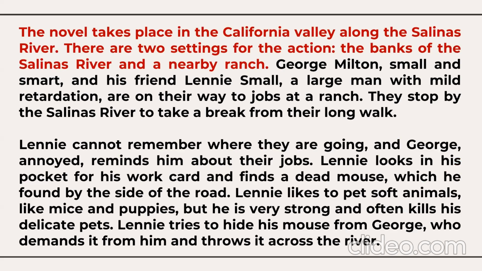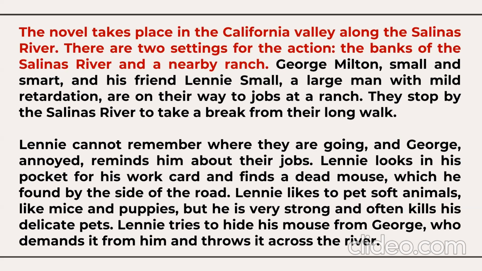Lenny cannot remember where they are going, and George gets annoyed, and he reminds Lenny about the jobs. Lenny looks in his pocket for his work card and finds a dead mouse, which he found by the side of the road, and he kept this one in his pocket because Lenny likes to pet soft animals like mice and puppies. But he's very strong and often kills such delicate pets.